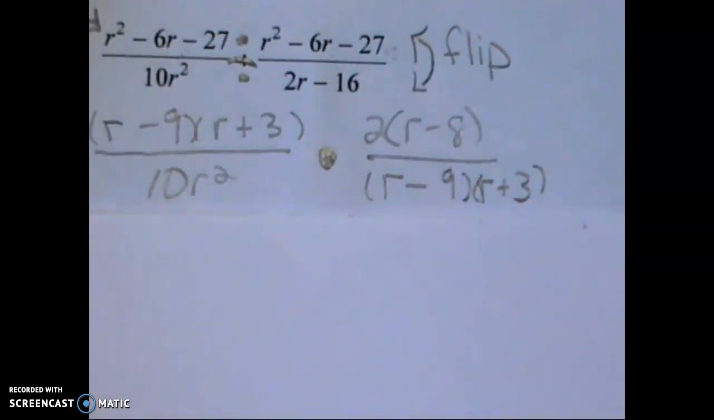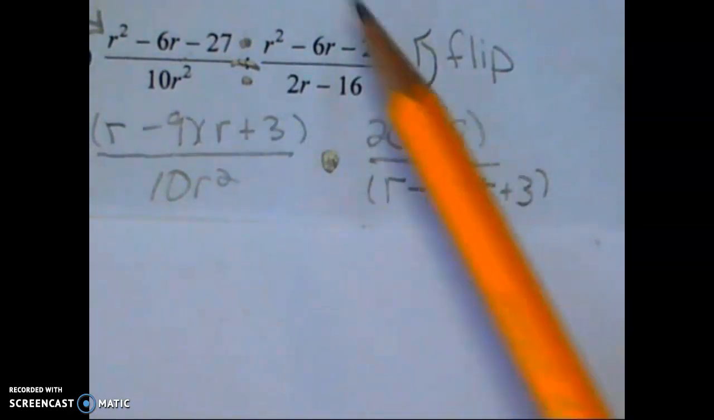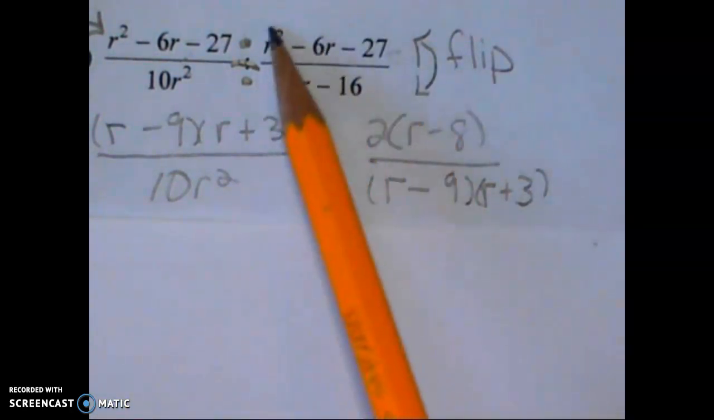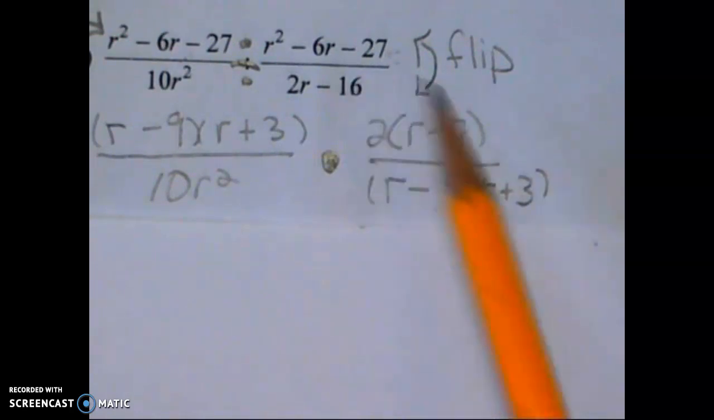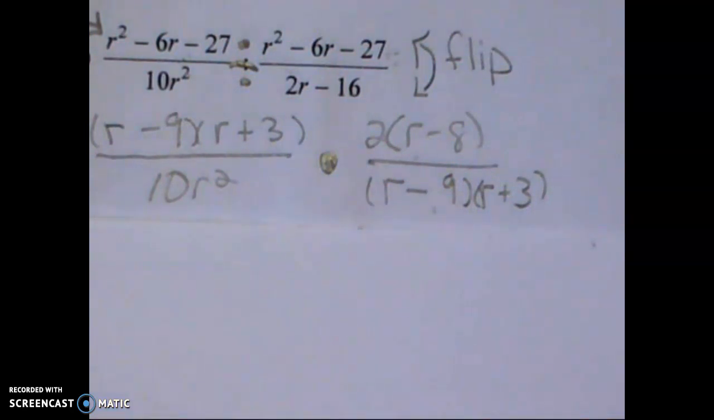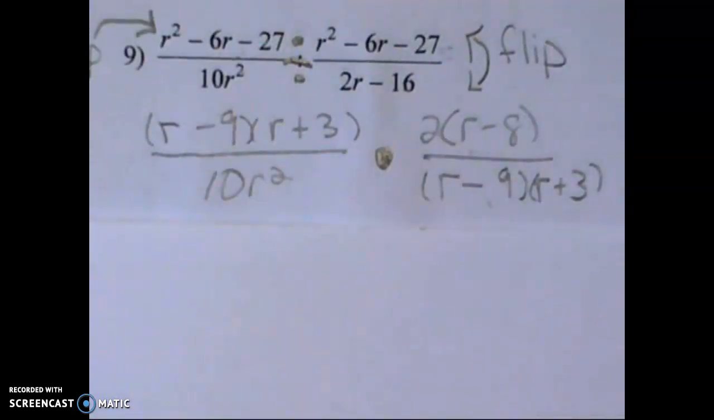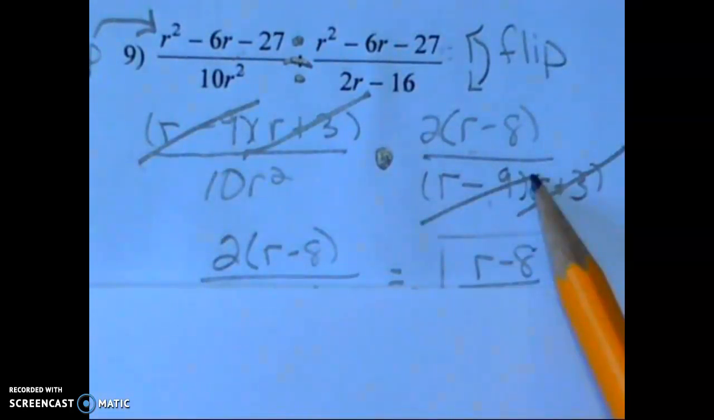Friends, when you flip the second fraction, you can go ahead and factor it in one step. So the numerator factors into r minus 9, r plus 3. The denominator factors into 2 times r minus 8. So you factor and flip it. Okay, we're all set up like we were in the previous problems. We can just cancel the ones that are the same. Is that it? Oh my gracious. Oh no, I have the r minus 9s. I must have missed that. There we go.